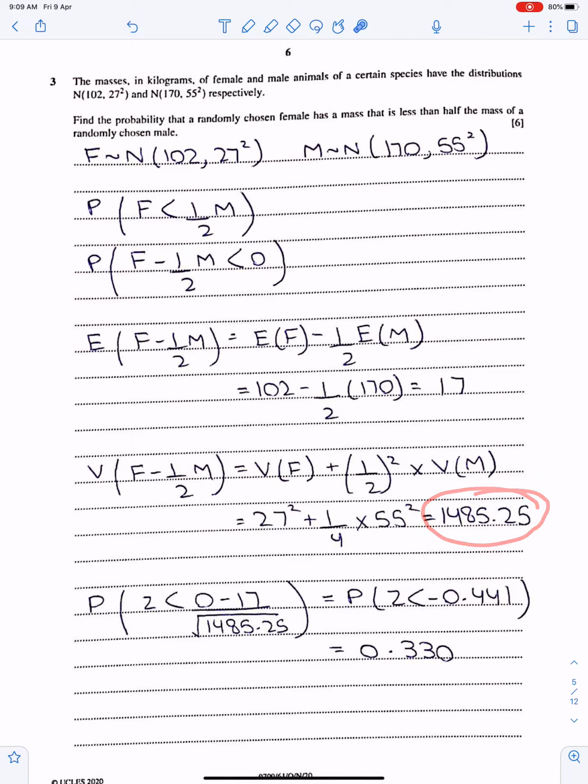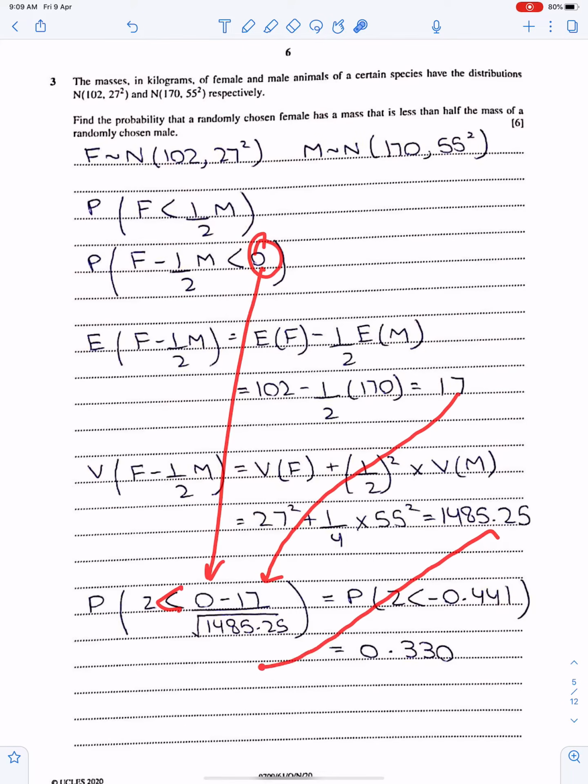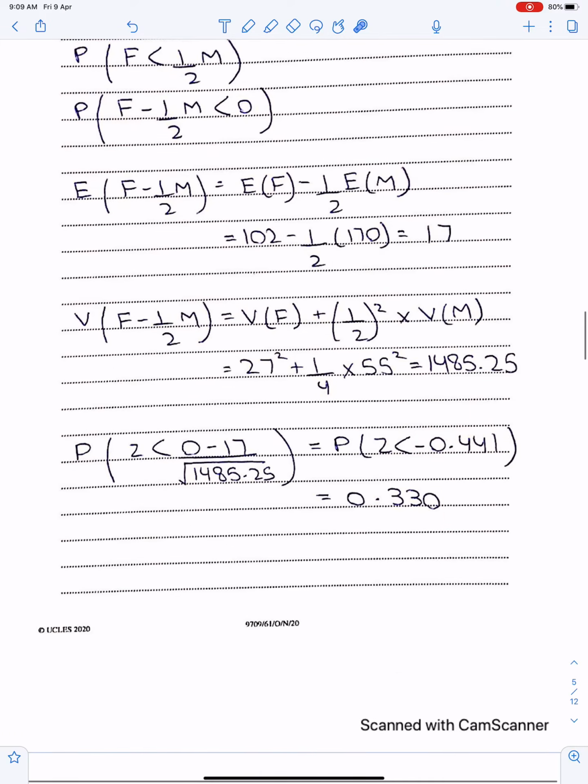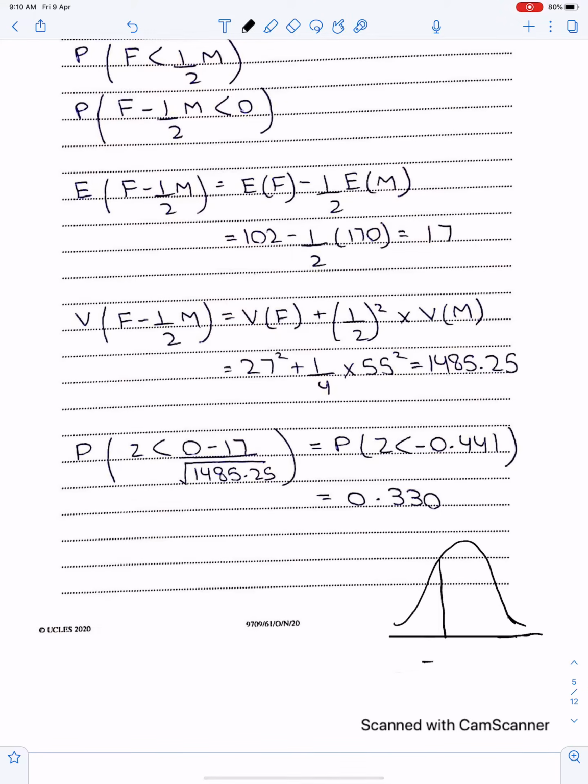And this is the exact, accurate value of variance. We will use this value over here. So z less than this, 0 minus mu over square root of sigma square. This is the value of z, and this is the final answer up to 3 significant figures. I hope you all know how to manage this. For your understanding, I'm just sketching this here. So we need this number, minus 0.441. We need this area. You all know how to find this area. And the answer is here.